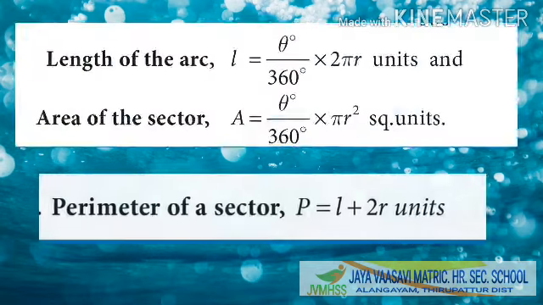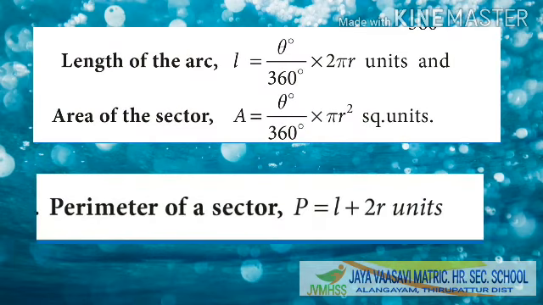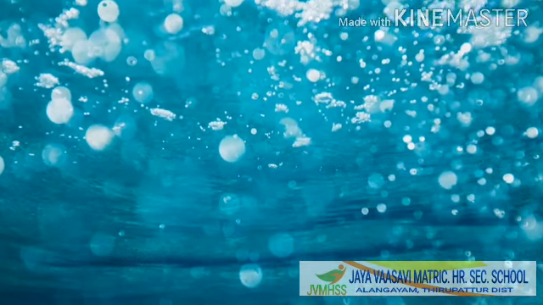The three important formulas of this unit are: length of arc L equal to theta by 360 into 2 pi r units, and area of the sector A equal to theta by 360 into pi r square units. Perimeter of the sector equals L plus 2r. Here L is length of arc. Based on these formulas, we are going to see one problem.